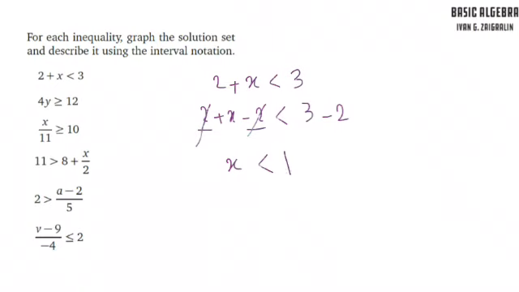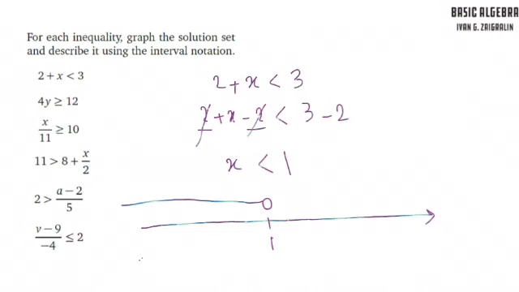And then we want to graph the solution set for this inequality, which is, this is 1, and this is the solution set for this inequality. And the interval notation for this inequality is -infinity and 1.